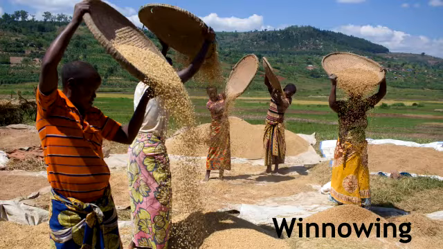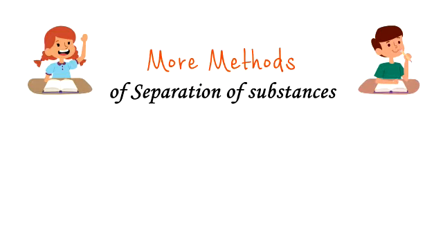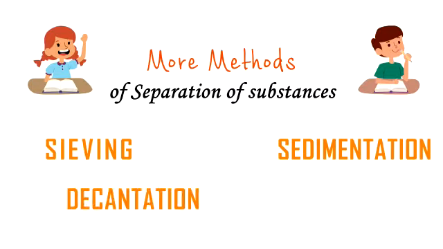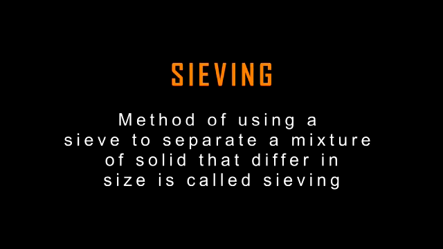Today, we are going to learn some more methods of separation of substances, and they are sieving, sedimentation, decantation and filtration. Let us start with sieving. Method of using a sieve to separate a mixture of solid that differ in size is called sieving.